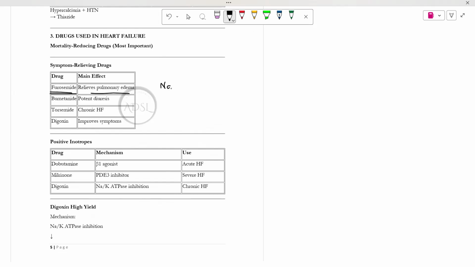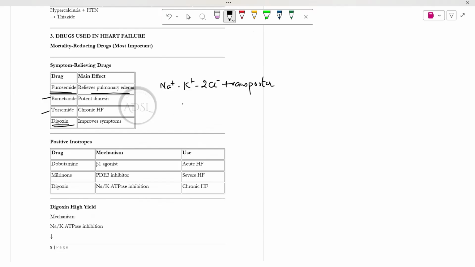Again, as I said, furosemide we will study when we study the renal system. It basically blocks the sodium, potassium, and 2 chloride transporter. Torsemide, bumetanide, these are all that class of drugs, called loop diuretics. Okay, they work on the thick ascending limb, TAL.